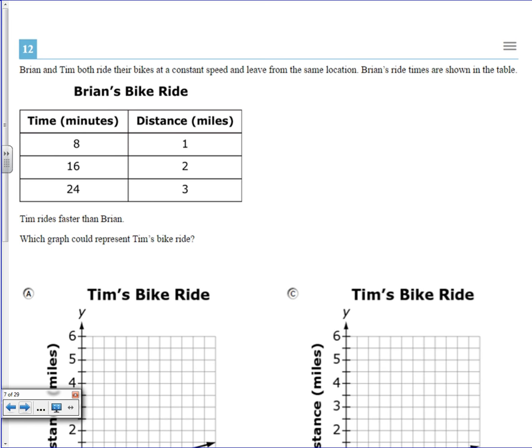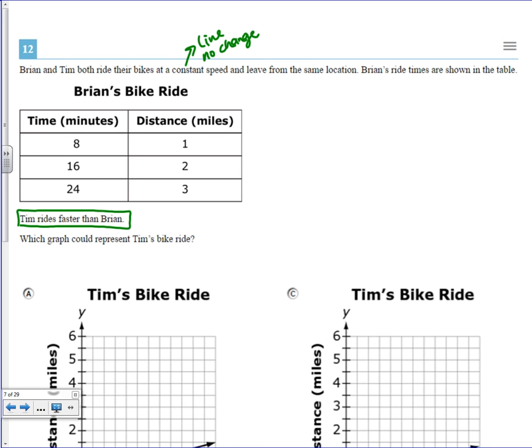Okay, moving on to number 12. We have Brian and Tim both riding their bikes at a constant speed. Remember what constant means. Constant means it's a line, there's no change. And leave from the same location. Brian's ride times are shown in the table. So here's Brian. They tell me Tim rides faster than Brian. Which graph could represent Tim's bike?